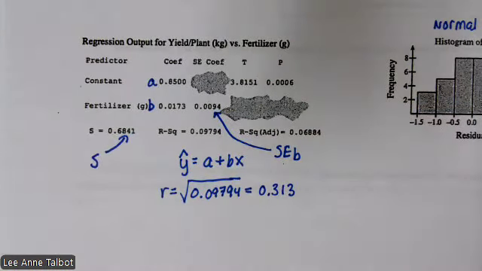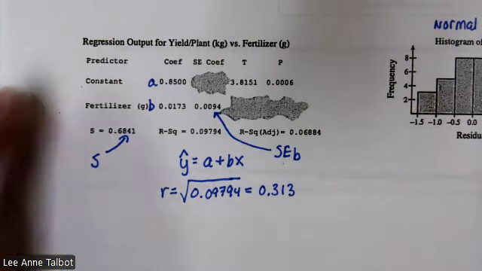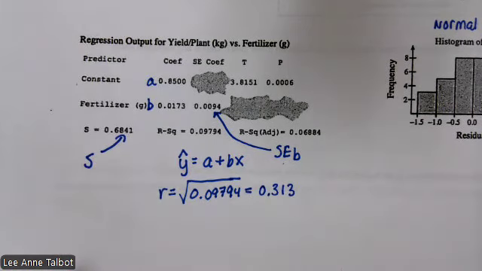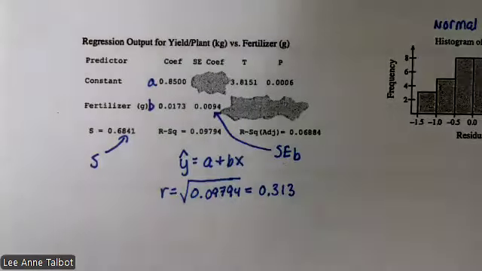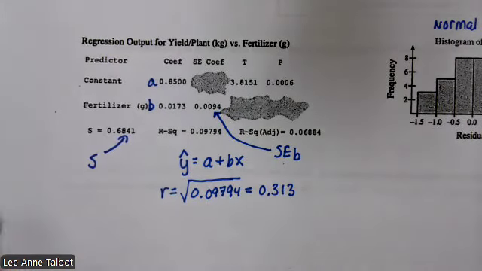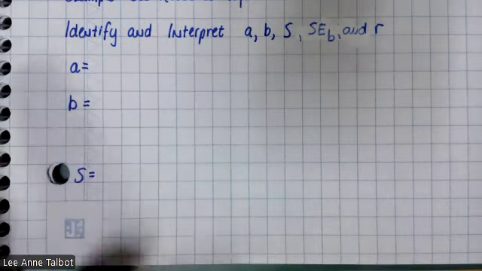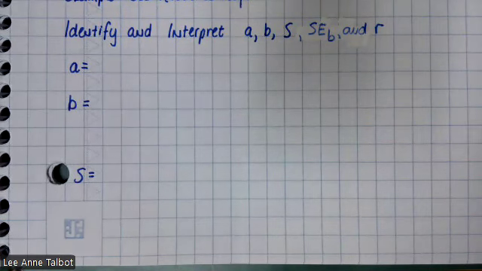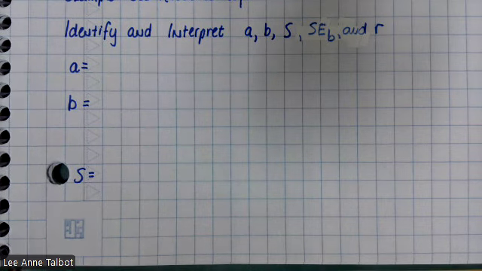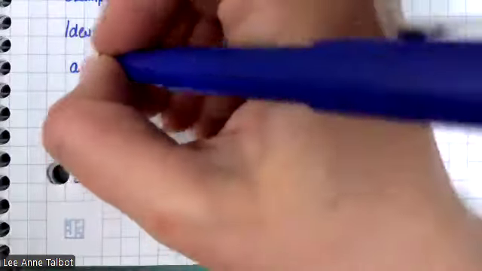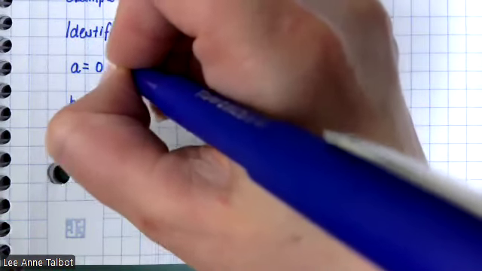All right, now we're back to the notebook. So this is all we needed to write on here. Not too bad. Now we're going to see if you remember any of the interpretation sentences from chapter 3. You're like, I can guarantee you, Mrs. Talbot, I do not. Let's start with an easy one. What is the number for a from your resource page? 0.85.